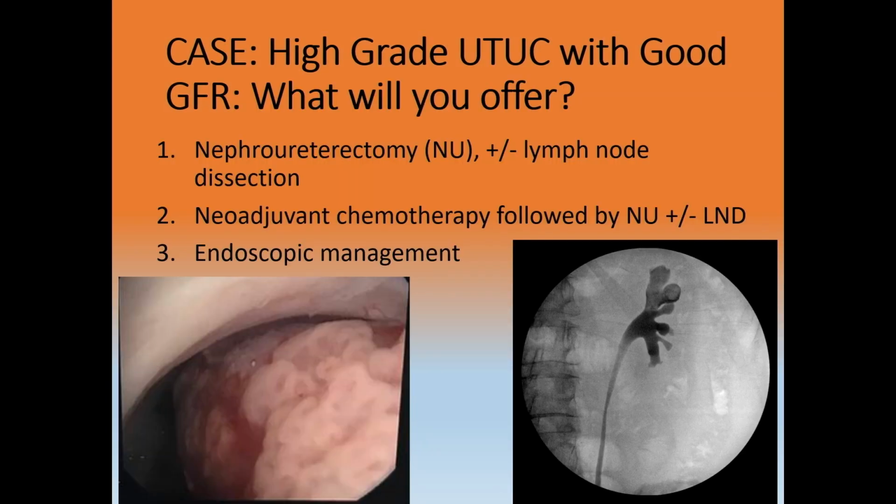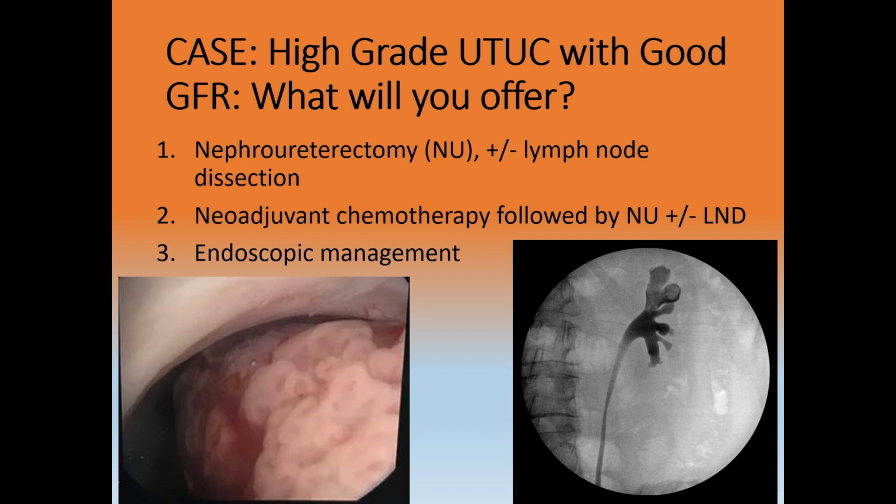So based on this data, Dr. Cole, what would you offer? At our institution, we tend to lean towards offering people with good kidney function and high-grade disease upfront neoadjuvant chemotherapy, because the biopsies can be understaging people. We also have a clinical trial open that we're always thinking about for our patients, looking at MVAC with or without durvalumab, so immunotherapy with chemotherapy in the neoadjuvant setting. And so we tend to lean heavily towards chemotherapy.